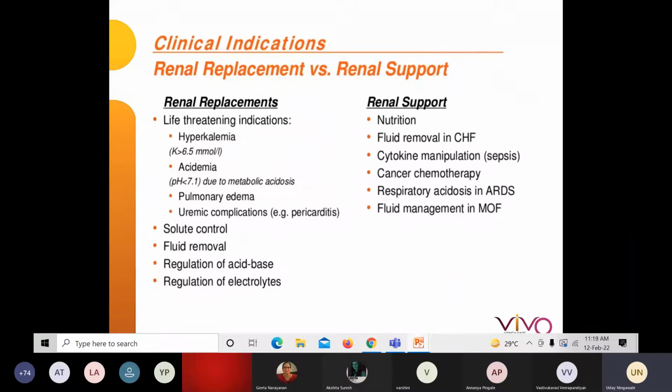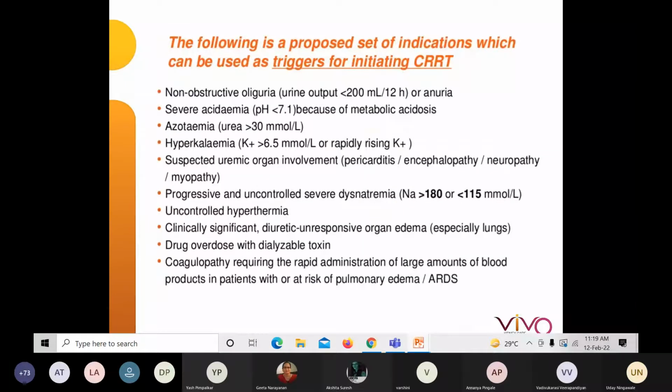Solute control is possible, fluid removal is possible, regulation of acid-base balance is possible with renal replacement, and regulation of electrolytes is possible. When you think about renal support, there are nutritional supports and fluid removal in congestive heart failure. In sepsis, the body releases cytokines, which can suppress the body, and manipulation is required in sepsis conditions. Cancer chemotherapy drugs, because of that renal support is required. Respiratory acidosis in ARDS, and fluid management in multi-organ failure is also needed. These are the following proposed criteria which can be used as triggers for initiating CRRT.